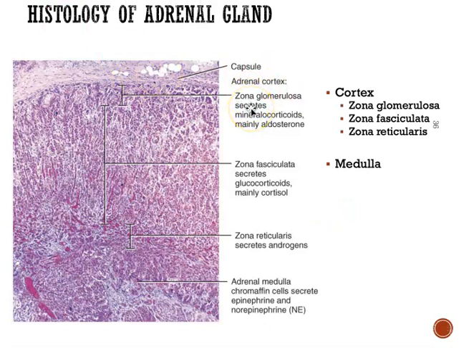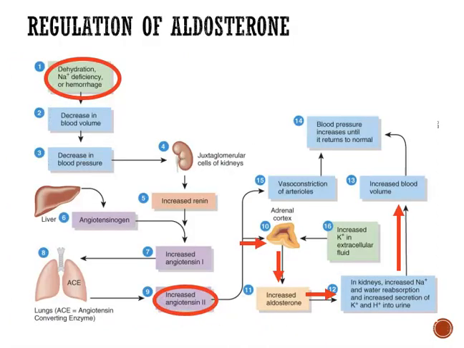There are 3 different parts of the adrenal cortex: the zona glomerulosa, zona fasciculata, zona reticularis. Those different hormones are being produced in these different areas. So aldosterone, cortisol, the androgens, and then the medulla is what is secreting epinephrine and norepinephrine.